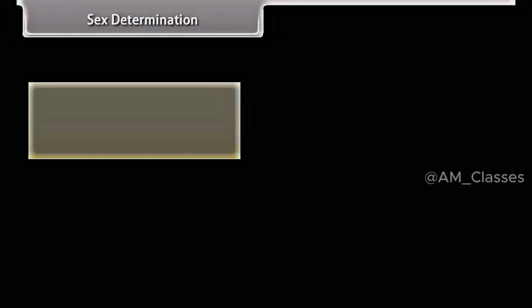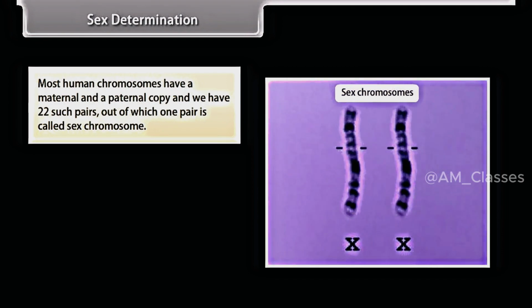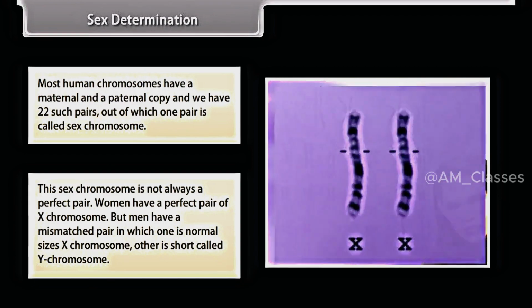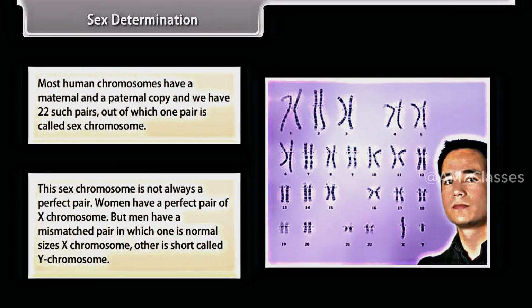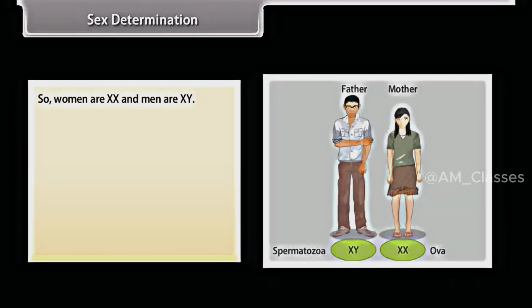Sex determination. Most human chromosomes have a maternal and a paternal copy, and we have 22 such pairs, out of which one pair is called the sex chromosome. This sex chromosome is not always a perfect pair. Women have a perfect pair of X chromosomes, but men have a mismatched pair in which one is a normal-sized X chromosome, and the other is short, called the Y chromosome. So women are XX and men are XY.